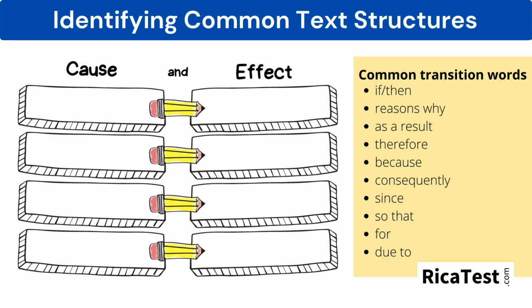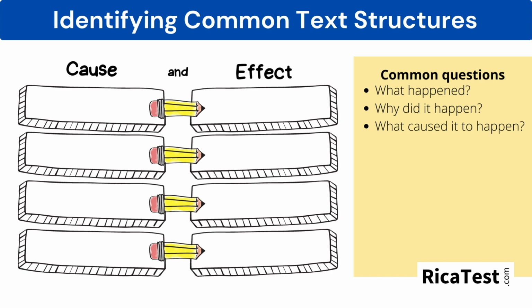Common transition words to show that this is cause and effect include if, then, reasons why, as a result, therefore, because, consequently, since, so that, for, and due to. Common questions for cause and effect include: what happened, why did it happen, and what caused it to happen?